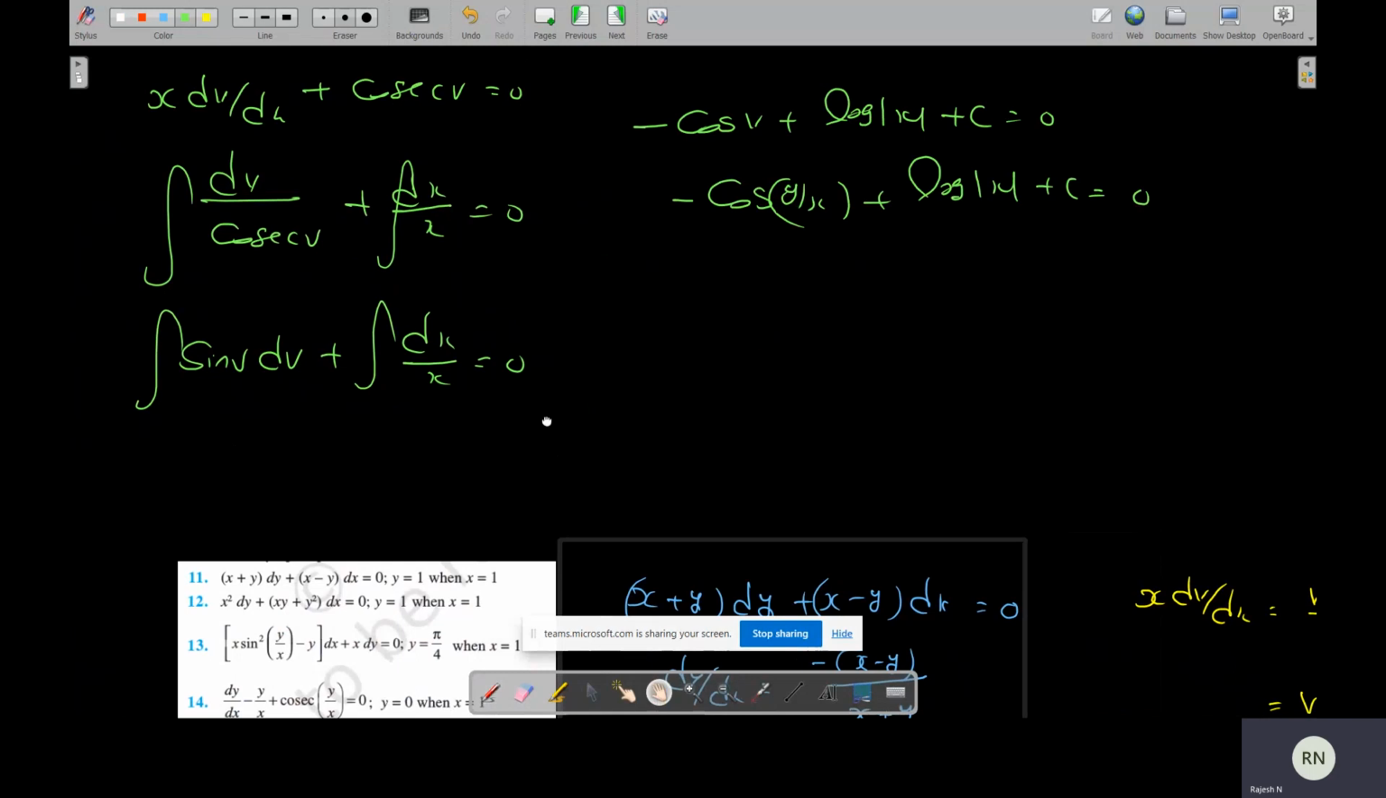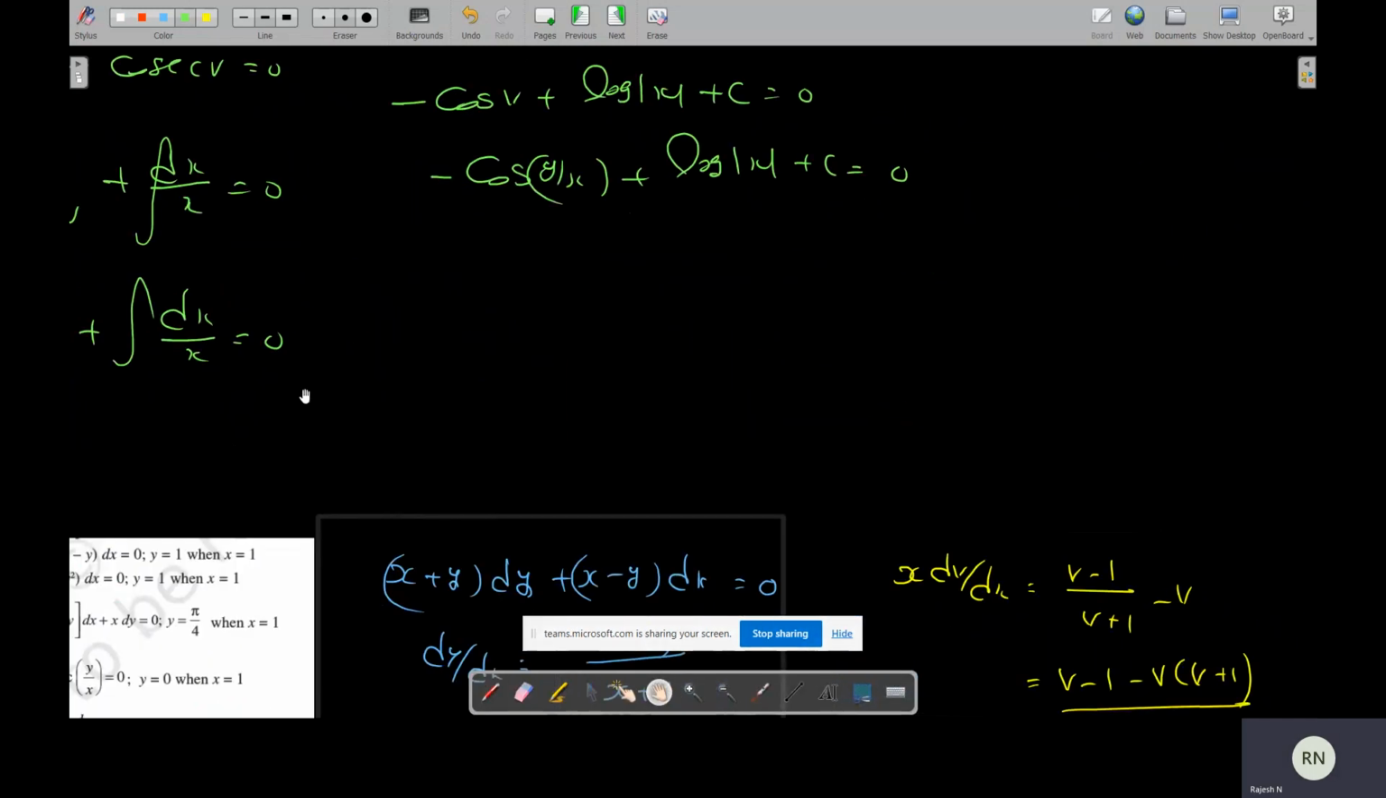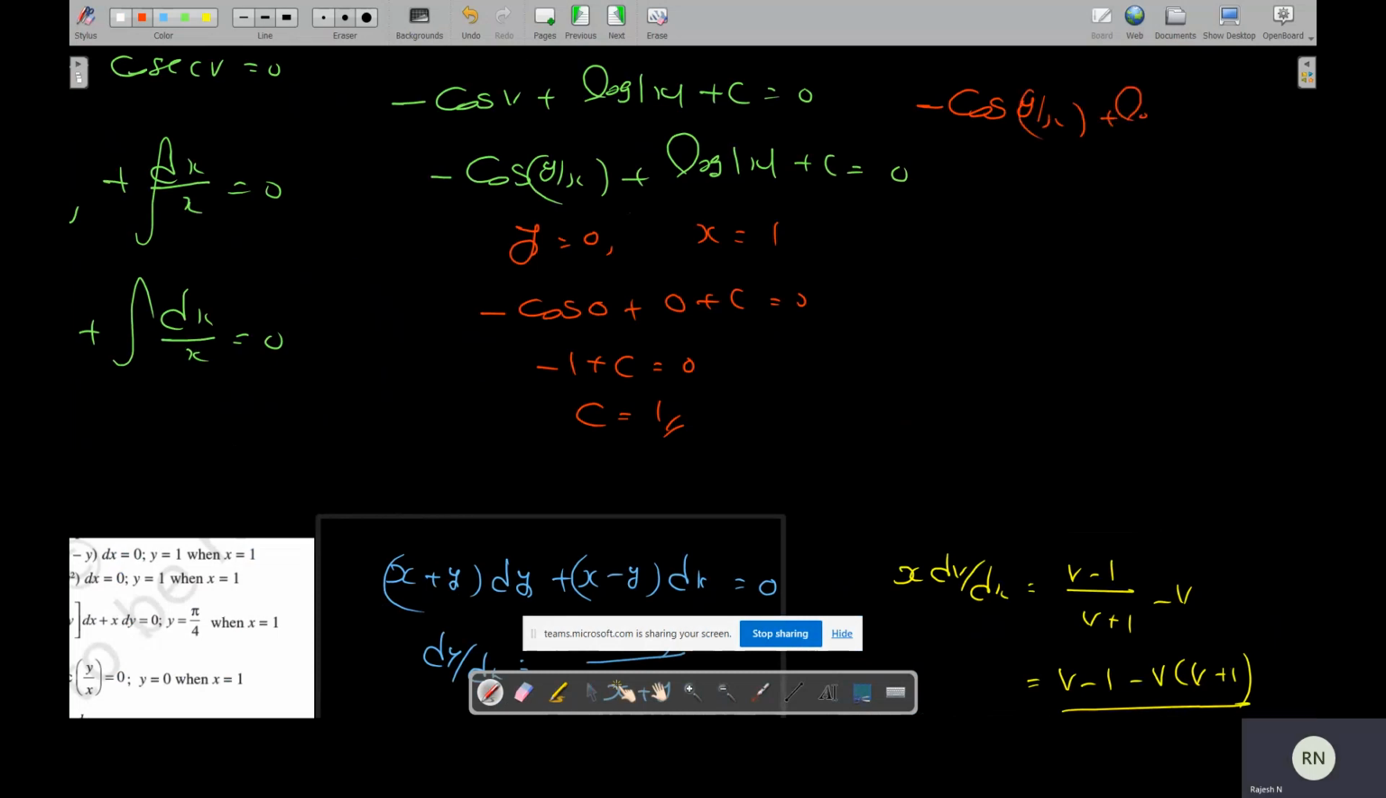Now what is given? y is equal to 0, x is equal to 1. Therefore, minus cos 0 plus log 1, which is 0, plus c is equal to 0. So minus 1 plus c is equal to 0. c is equal to what? 1. Therefore, the solution is minus cos y by x plus log modulus x plus 1 is equal to 0.